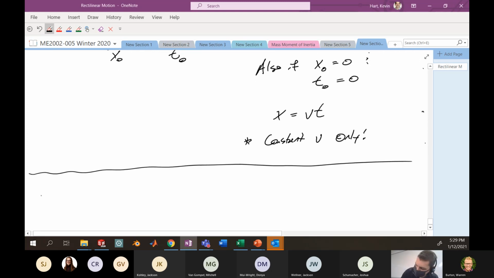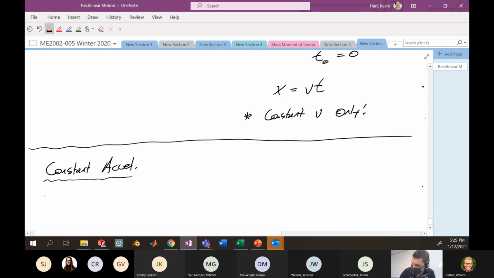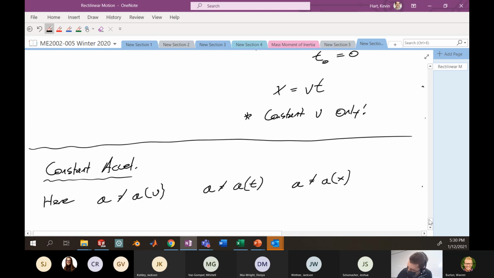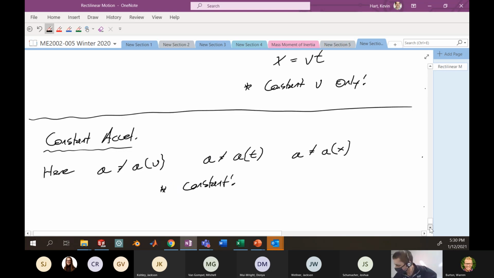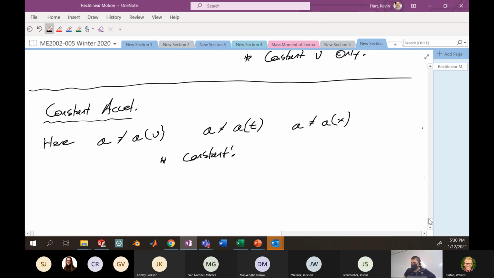We can also look at constant acceleration. And this more or less is how your constant acceleration equations from your physics class are derived. Okay. So here, your acceleration is not a function of velocity. Your acceleration is not a function of time. Your acceleration is not a function of position. Okay? Constant. Like gravity, baby. Sort of.